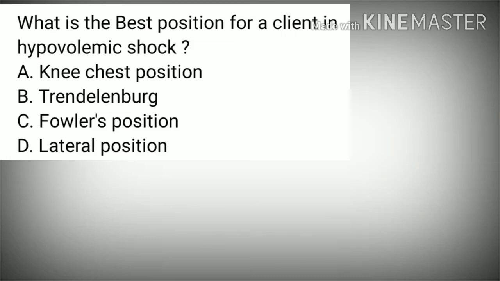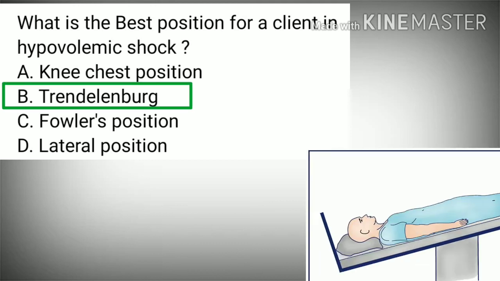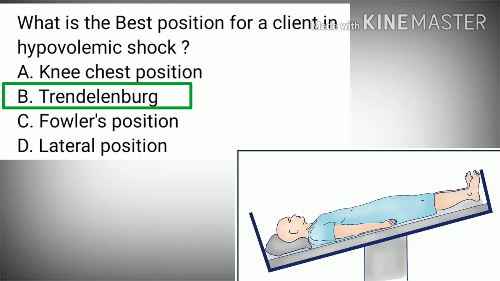What is the best position for the client in hypovolemic shock? A. Knee chest position, B. Trendelenburg, C. Fowler's position, D. Lateral position. And the correct answer is B. Trendelenburg position. Trendelenburg position promotes venous return in the patient with hypovolemic shock.